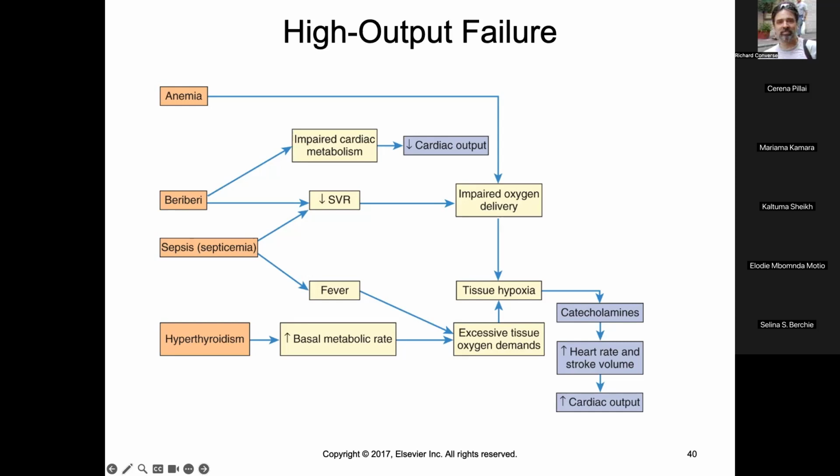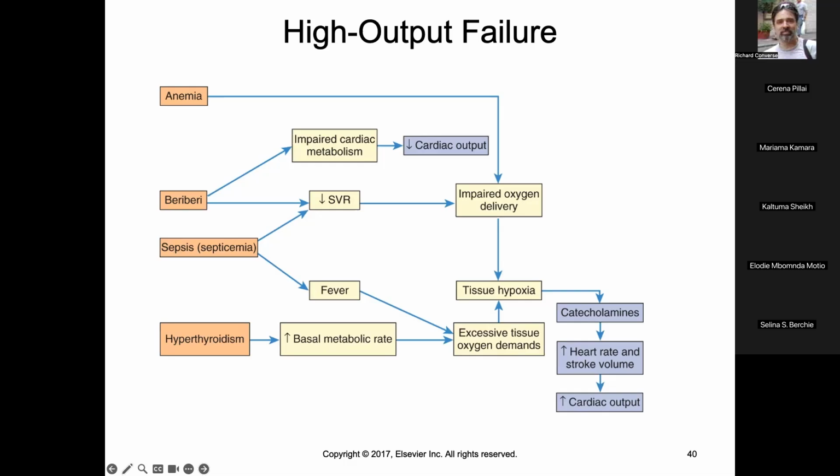With sepsis, okay, you're going to see an inflammatory response. You're going to see a decrease in systemic vascular resistance because of the dilation of all your capillary beds at the same time, due to systemic histamine release, okay? That results in impaired oxygen delivery, okay? You're going to trigger fever, which is going to increase oxygen demand from tissue. You're going to get tissue hypoxia, resulting in release of catecholamines and an increase in heart rate and stroke volume and an increase in cardiac output, right?